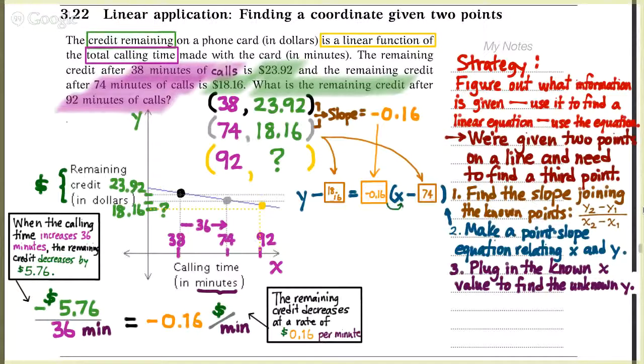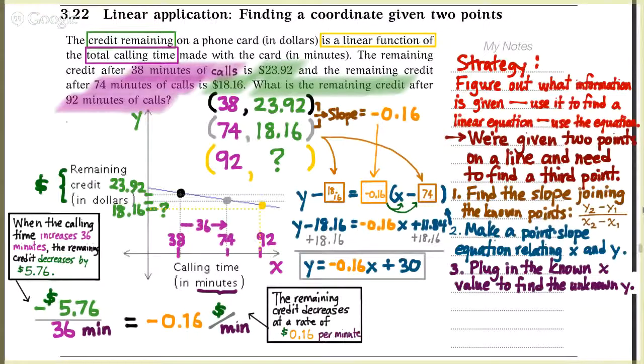Now let's just do a little simplifying. Distribute the negative 0.16 into the quantity on the right-hand side over the addition and end up with y minus 18.16 equals negative 0.16x plus 11.84. And then to get the y by itself, we just have to add 18.16 to both sides, giving me y equals negative 0.16x plus, turns out we get a nice round number, 30. So there's an equation in simplified fashion for this linear relationship between calling time in minutes, which is x, and remaining credit on our card in dollars, which is y. y is equal to negative 0.16x plus 30.